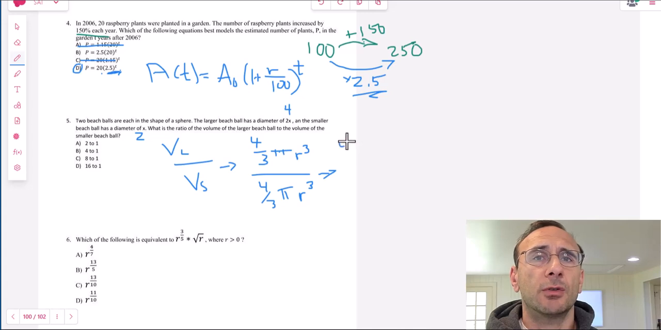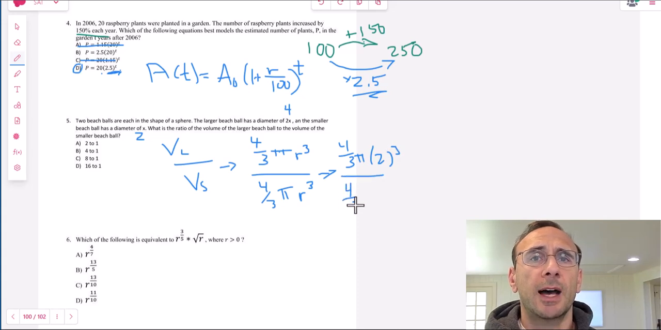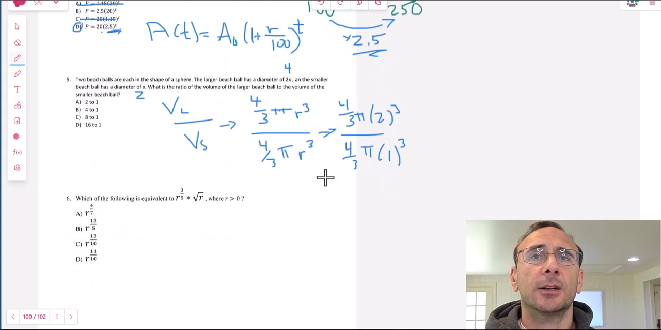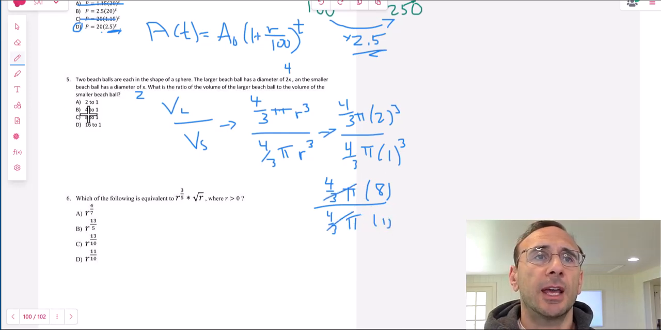So then when you go to do the radius, you have 4/3 pi times 2 cubed over 4/3 pi times 1 cubed. Again, do not put these in the calculator. It's just going to muddle things. So as you simplify further, you have 4/3 pi times 8 over 4/3 pi times 1. And then the 4/3 pi's cancel, you get 8 to 1.